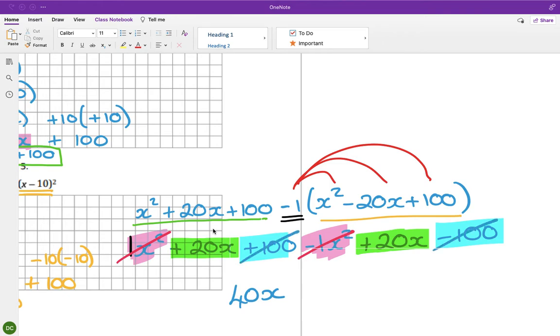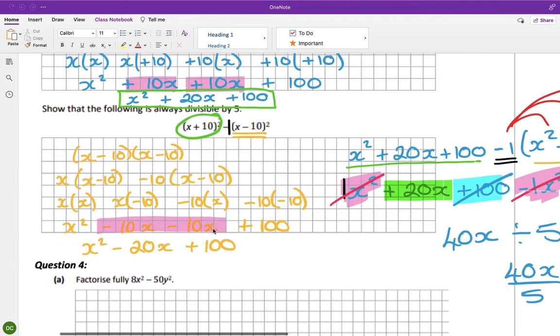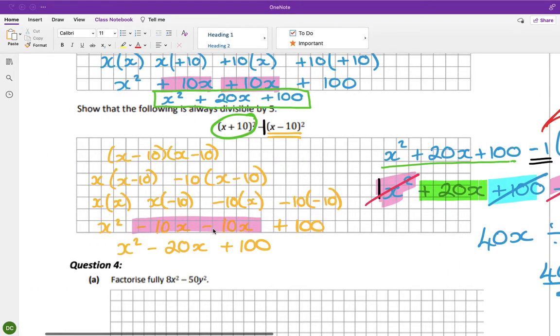And you were asked to show that this was divisible by 5. Basically, can that be divided by 5? Of course it can, because 40 is divisible by 5. So 40x divided by 5 is 8x. And that's how you did that one. Okay, and again, it was 5 marks.